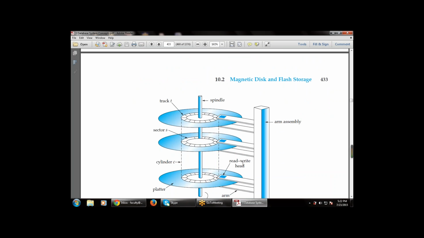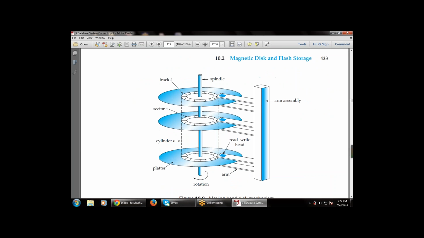This is a cylinder, and this is the read write head. This is the arm assembly. Wherever my data is available, there is a read write head. So this is the arm. Then cylinder C, sectors S, that is a platter.